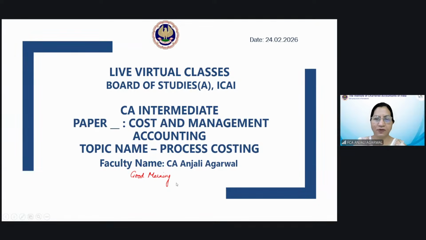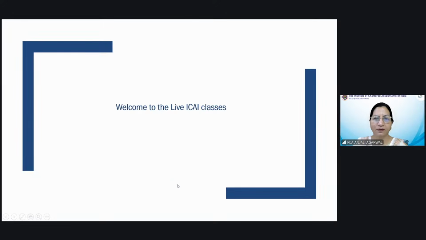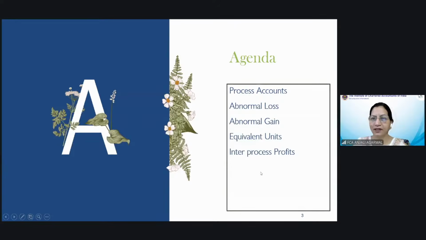And today we are going to continue with process costing in cost and management accounting. We started last session with process accounts, where we learned how to prepare the process accounts, and we also learned how to prepare the normal loss and abnormal gain account. So just a quick recap of whatever we have done in the last session.